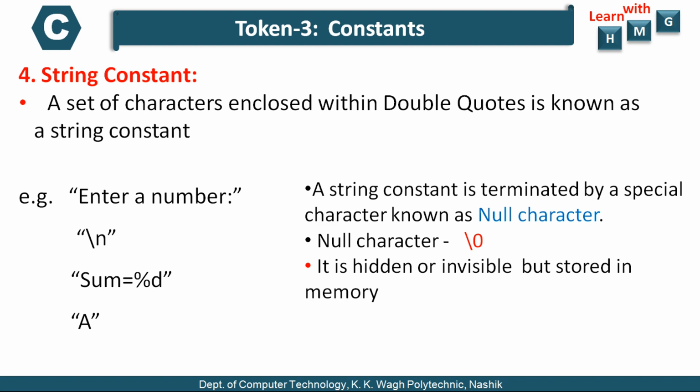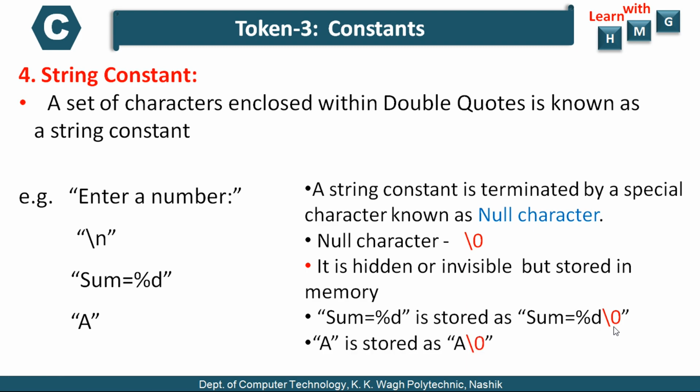In the memory, the string constant, for example sum is equal to percentage d, is stored as sum is equal to percentage d backslash 0. So this string is ending with this backslash 0, indicated with the red color, and that is the meaning of a string constant being terminated by a special character, the null character, that is backslash 0. Another example, suppose a. It is enclosed within double quotes, that is a string constant, and it will be stored in the memory as a backslash 0, that is a null character.